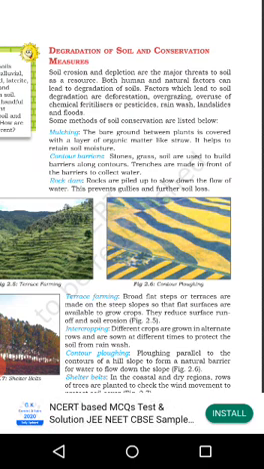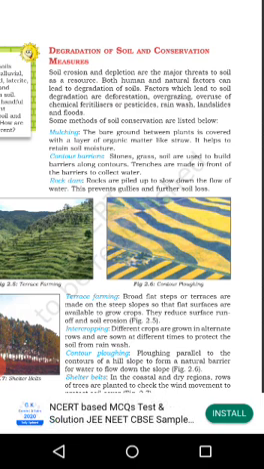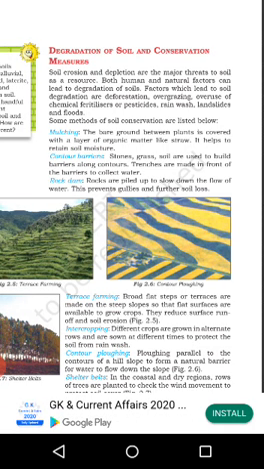Degradation of soil means the quality of the soil is degraded day by day. And what are the conservation measures, how they can be protected, this will be discussed in the topic.